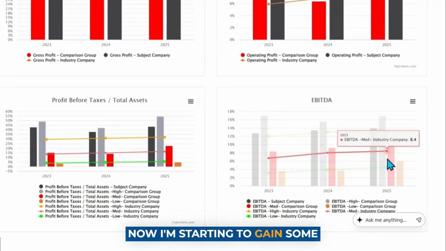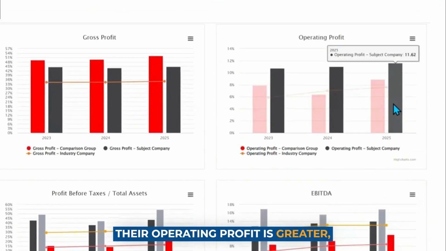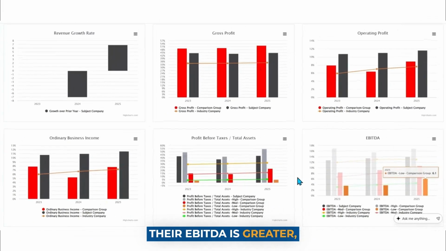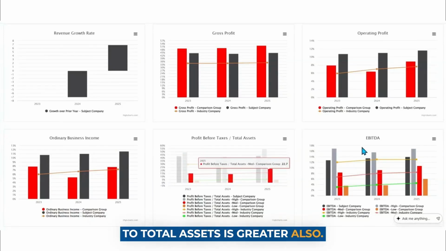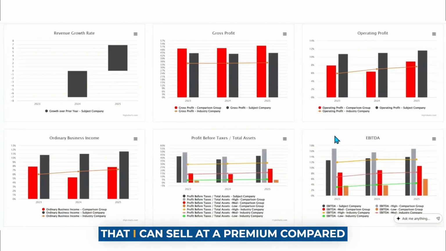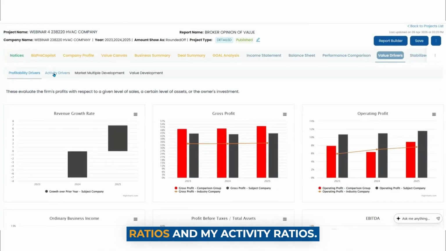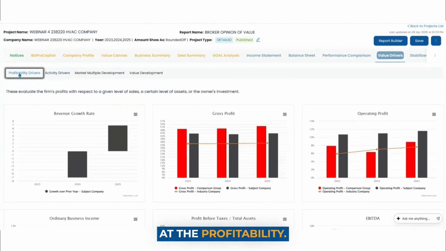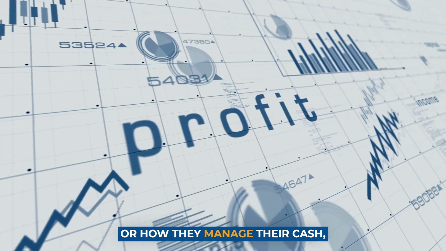Now I'm starting to gain some insight into this company that says their operating profit is greater, their ordinary business income is greater, their EBITDA is greater, their profit before taxes relative to total assets is greater also. This is starting to look like a deal that I can sell at a premium compared to what I saw in the base project. I can see my profitability ratios and my activity ratios. I primarily will look at the profitability. This is the money that they make. This is how they make their money or how they manage their cash.